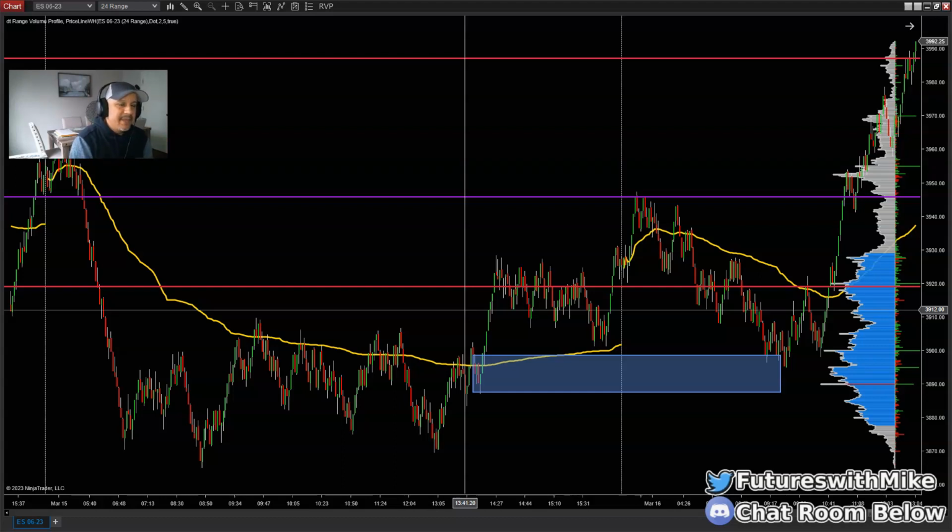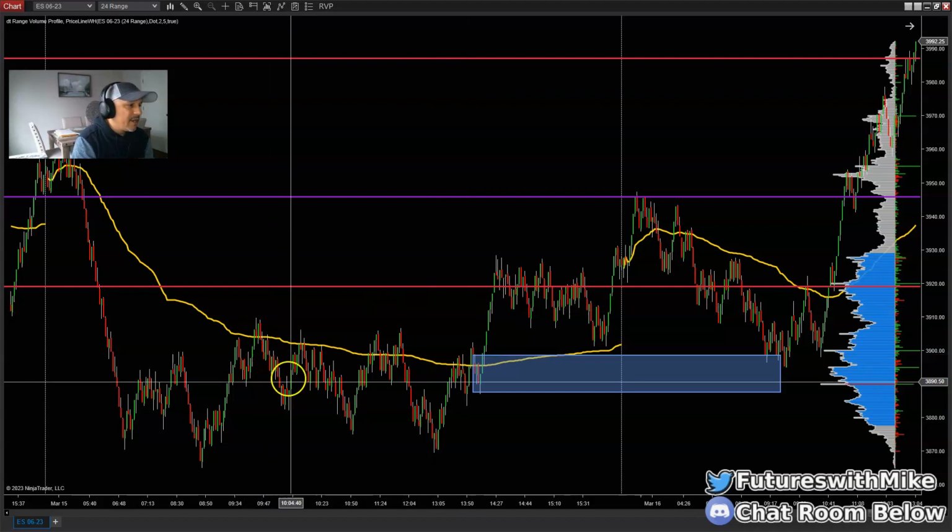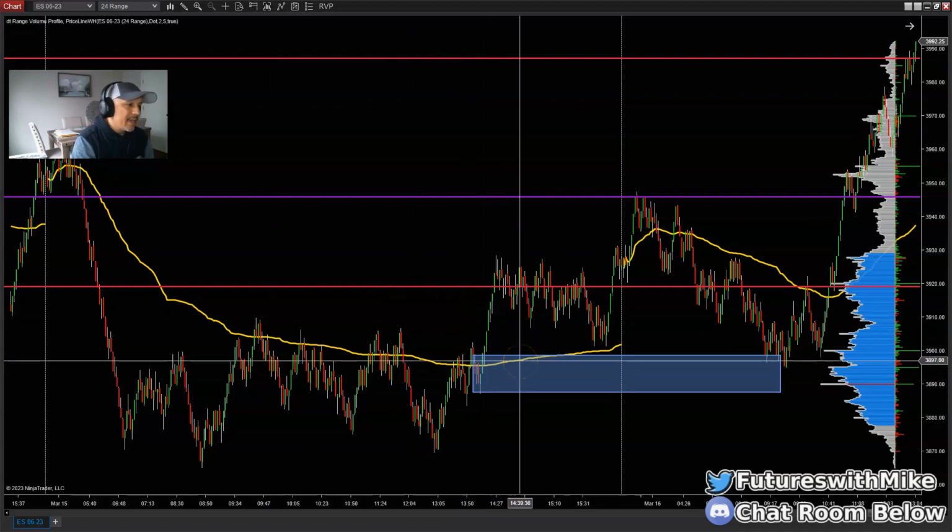If it returns back immediately to it, pretty quick to it, I'll be a little bit leery about those setups like that, because like right here, it could have broke up here and then came right back. I'm not interested in doing that.